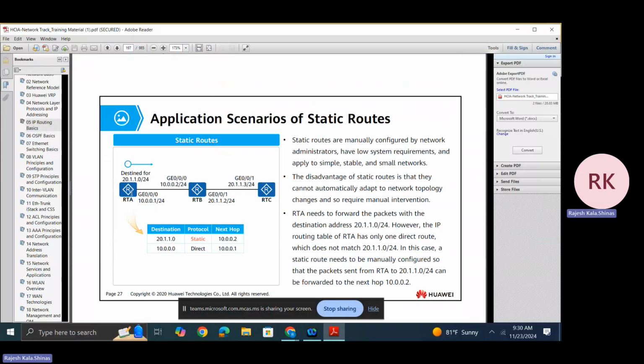Then static routing, I told you, is manually adding a network which is not connected to you. So here for RTA, I have two networks. One is static, manually added, which is a remote network. Remote means not directly connected. So from RTA, 20.1.1.0 is the remote network. How did I learn that one? I manually added it. So for static, what is the next hop IP? From this router to reach there, the next hop will be 10.0.0.2.